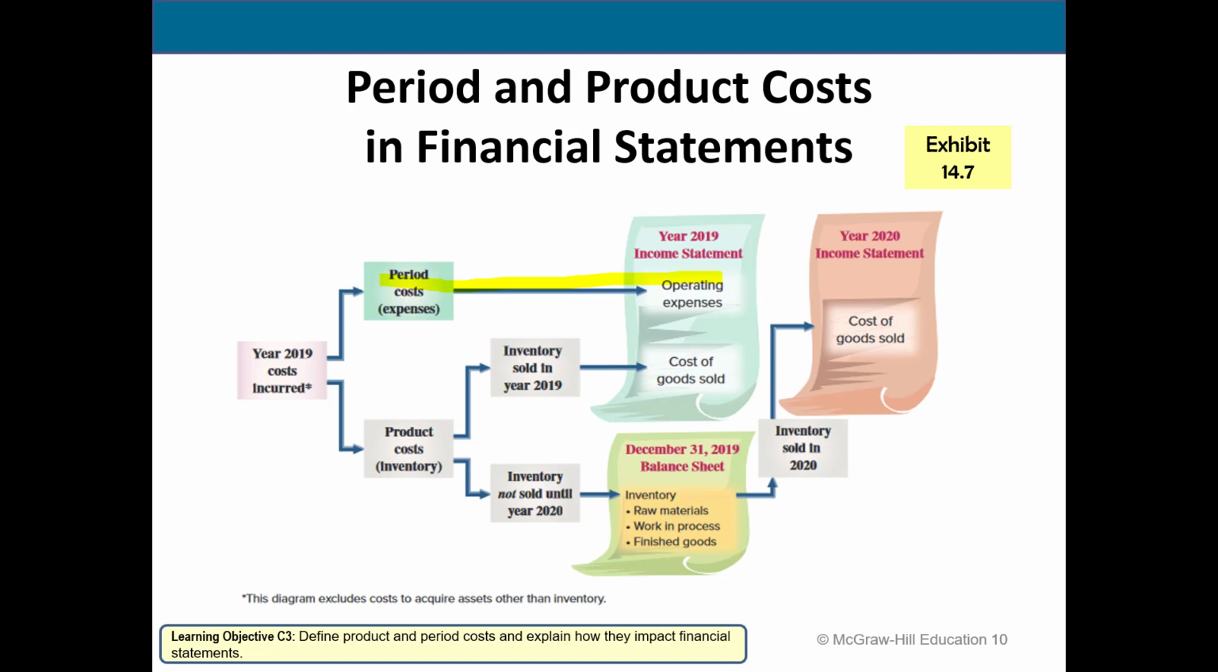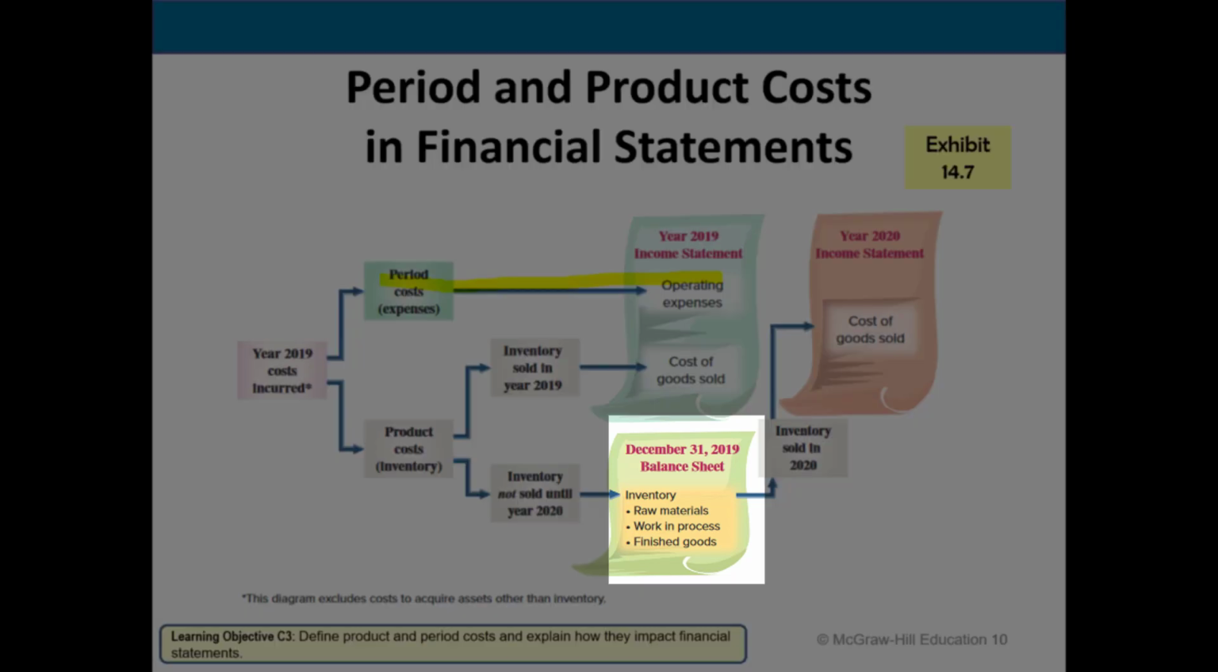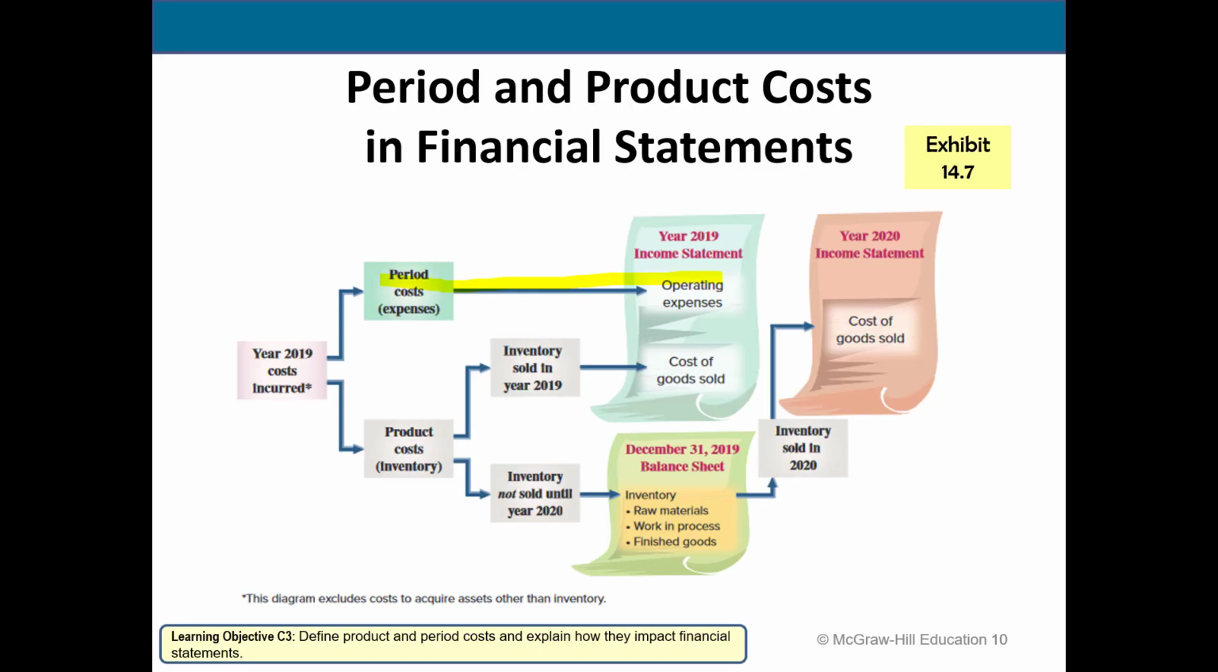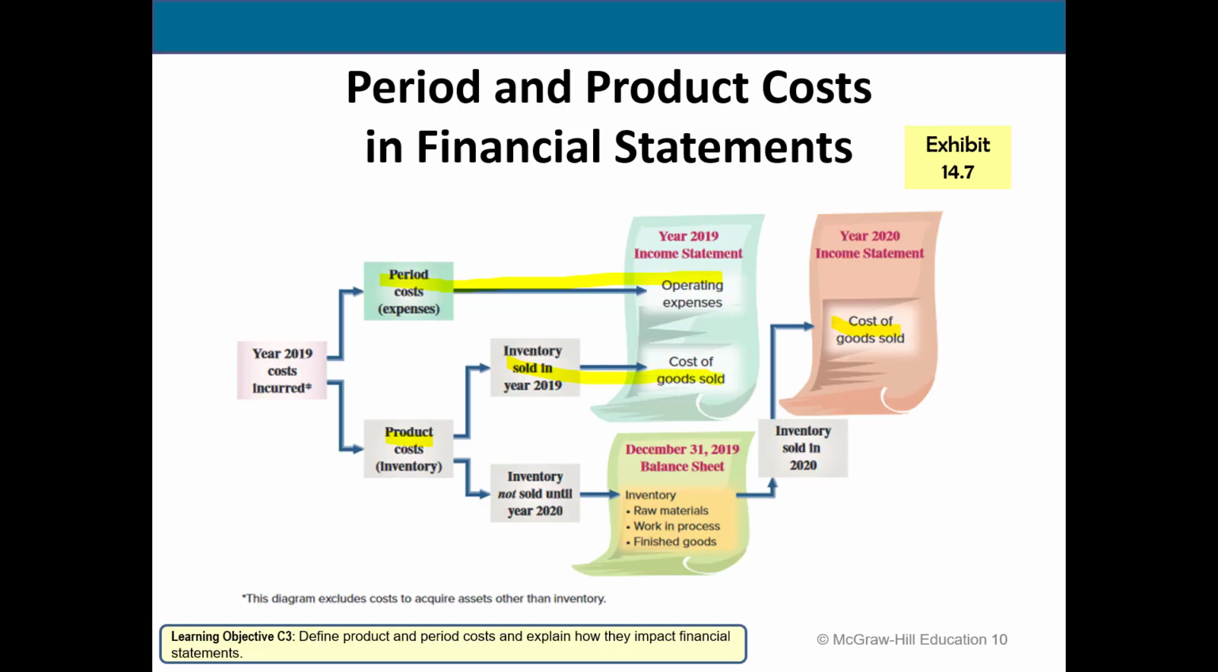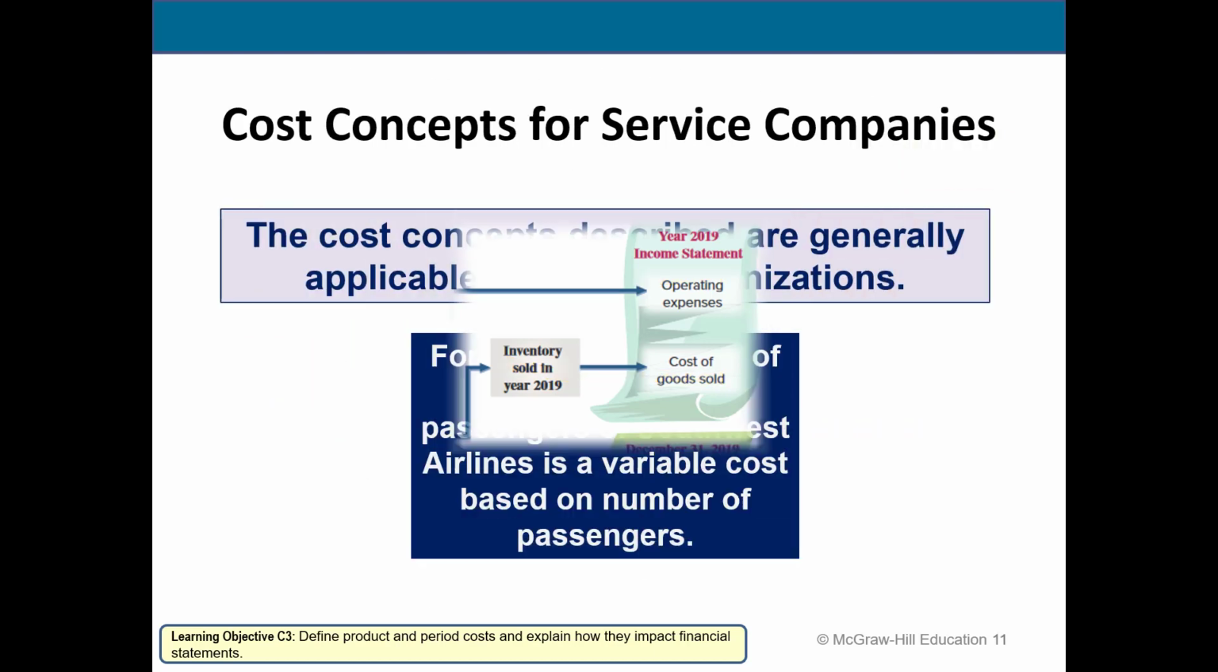Product costs assigned to unsold inventory are carried forward on the balance sheet because it's an asset. And then when it's sold, it's reported as cost of goods sold. So here's product cost. When it's sold, it goes on the income statement. When it's left in inventory, it goes on the balance sheet.